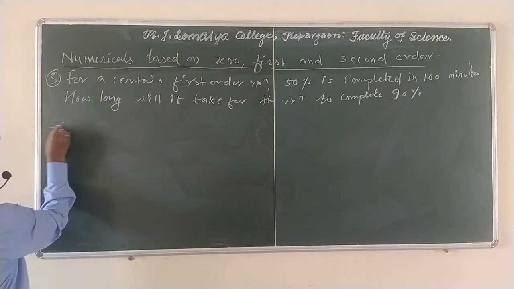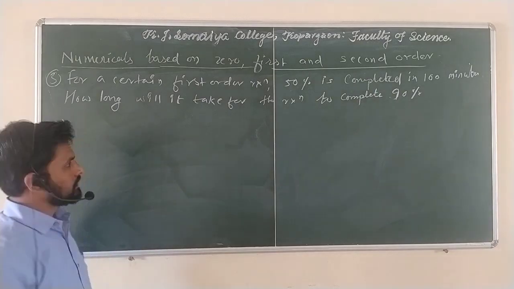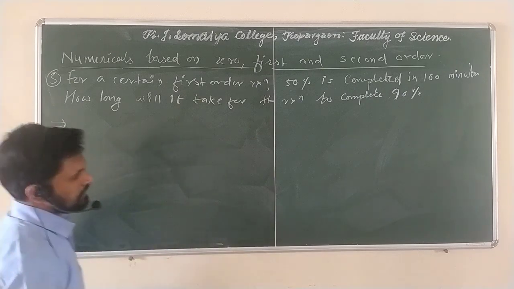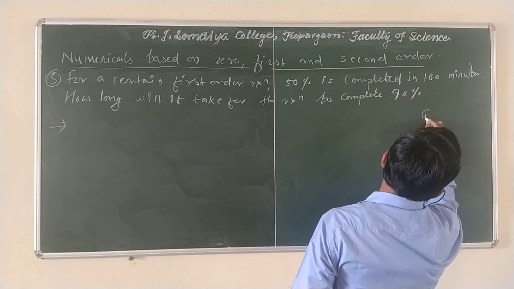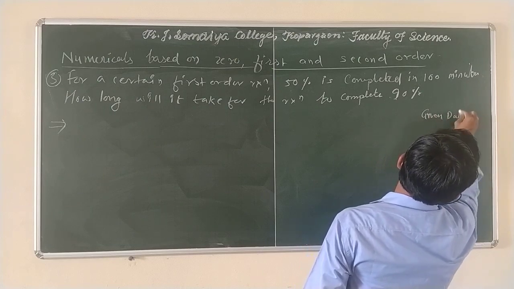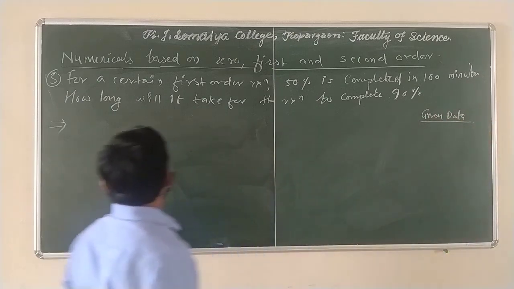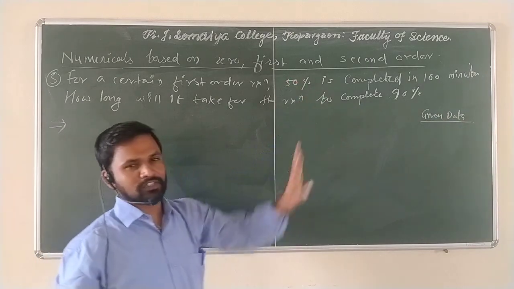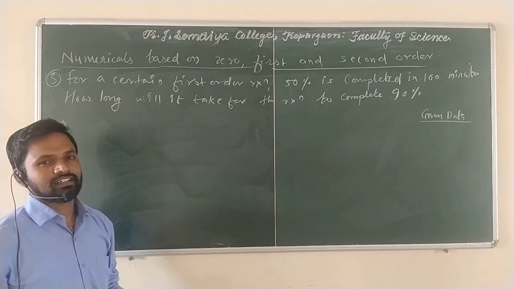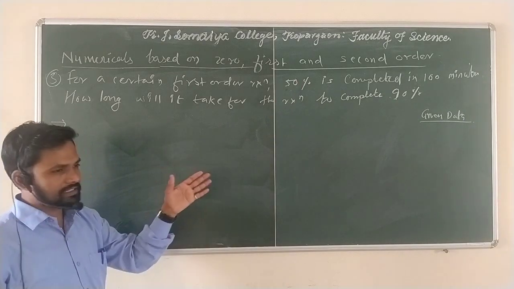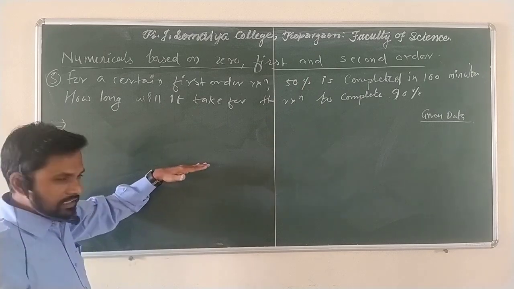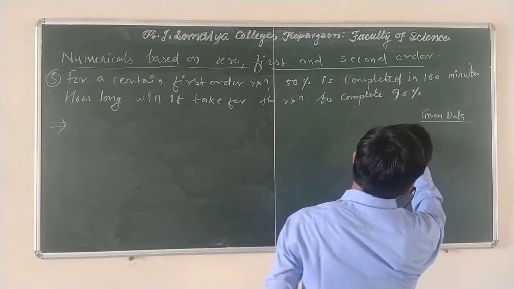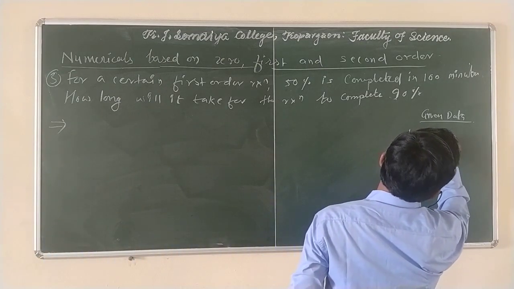First read the problem. As I told you, before solving, read the problem at least 2 times. You have to understand what is given and what you have to calculate. First I will write the given data. For a certain first order reaction, 50% is completed in 100 minutes. What do you mean 50% is completed? That is nothing but the T half. T half is given: 100 minutes.